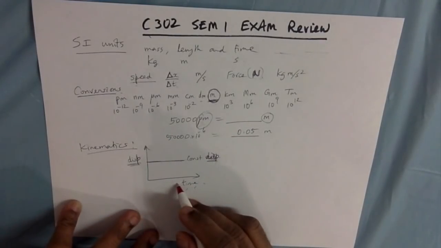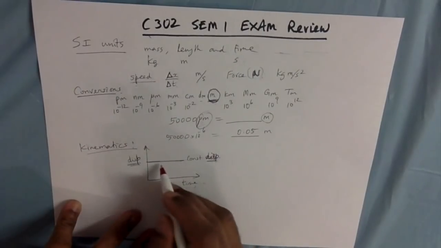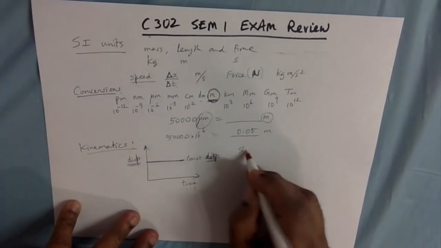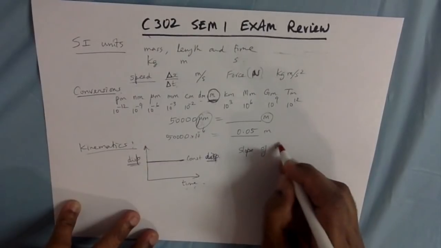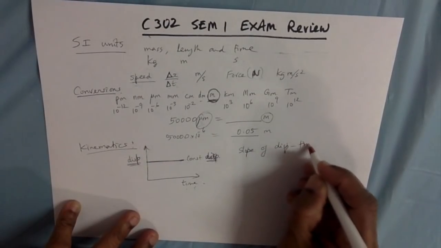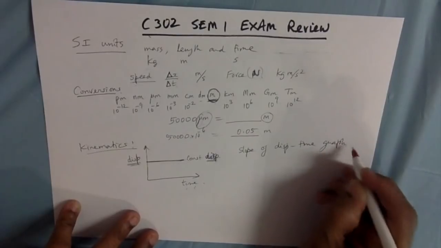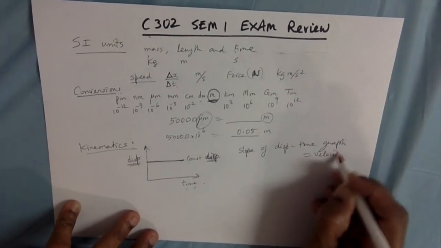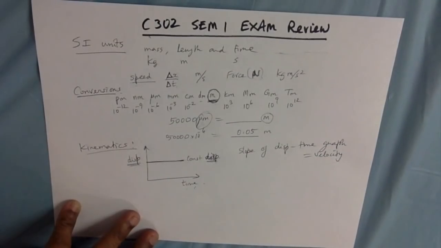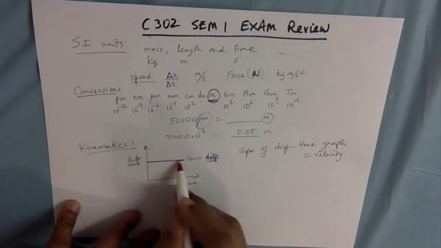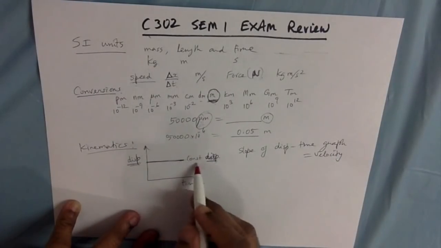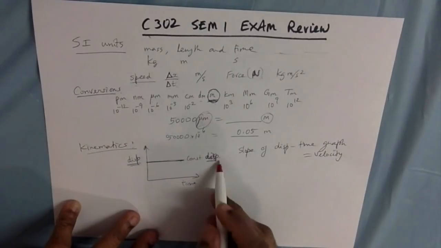Now, the slope of the line. So this simply means constant displacement, but the slope of a displacement time graph is supposed to give you velocity. Okay, and what is the slope of this horizontal line? It is 0. Since the horizontal line represents 0 slope, it's 0 velocity, that's why it's at a constant displacement.